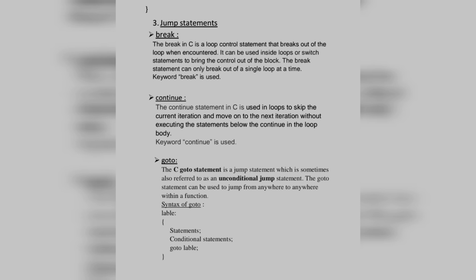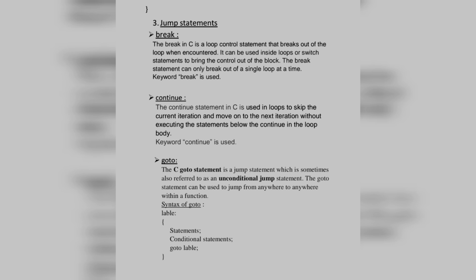Continue. The continue statement in C is used in loops to skip the current iteration and move on to the next iteration without executing the statements below the continue in the loop body. Continue keyword is used.